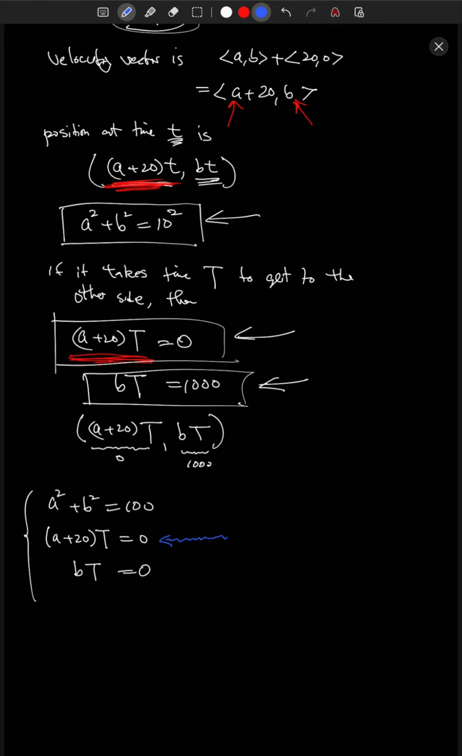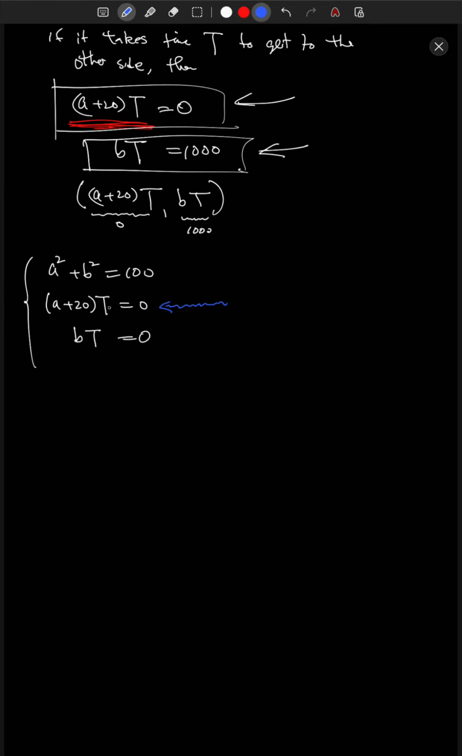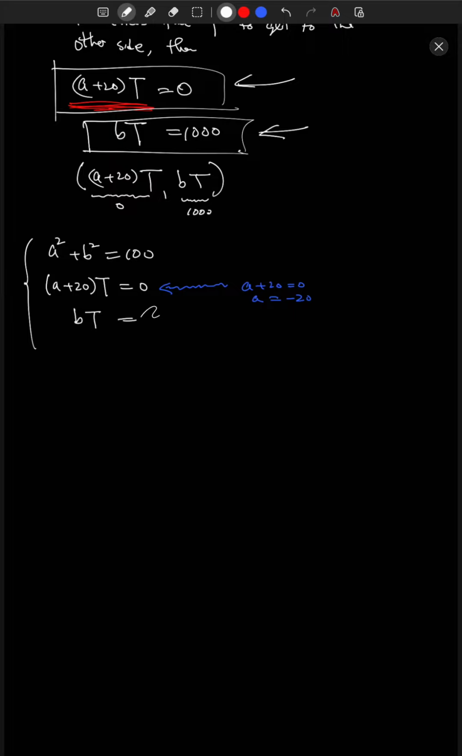It's not going to take 0 time to reach the other side, so t is not 0. That means a plus 20 has to be 0, which means a has to be equal to minus 20. Okay, but that's a problem, because if a is minus 20, a squared plus b squared cannot be 100, right? Because a squared would already be 400.